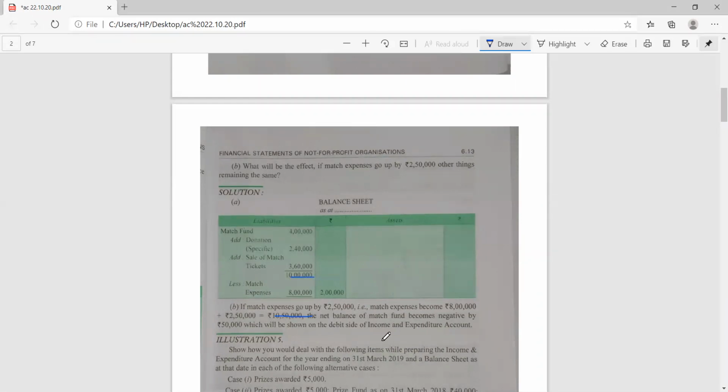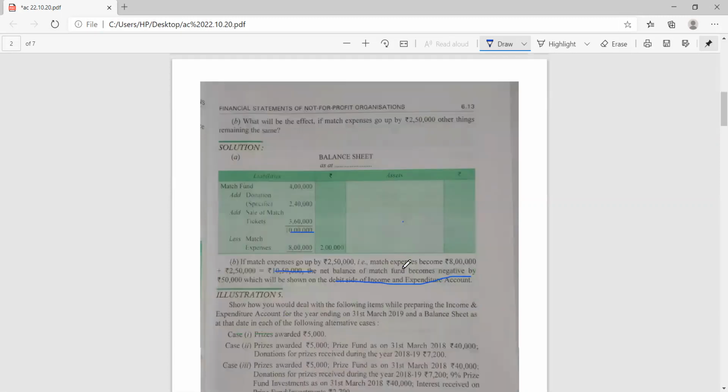It means it gives a negative balance, and that negative balance is to be shown in the income and expenditure account, not in the balance sheet. So it is shown in the income and expenditure account, not in the balance sheet. I hope this concept is clear to everybody, how to do it.